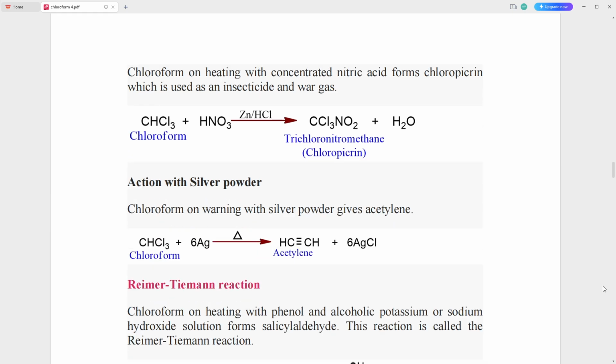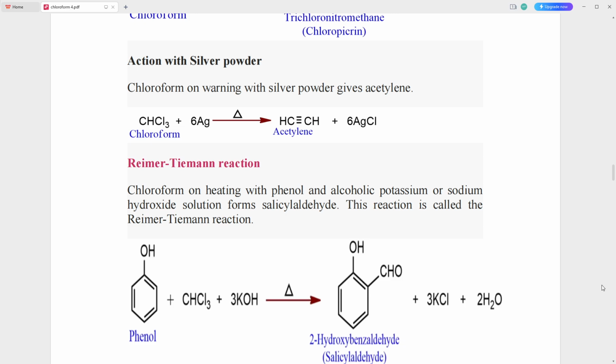Action with silver powder. Chloroform on warming with silver powder gives acetylene. When chloroform reacts with silver and is heated, acetylene forms along with silver chloride.